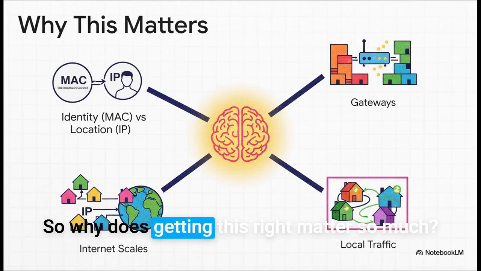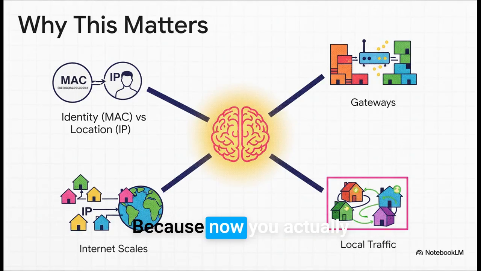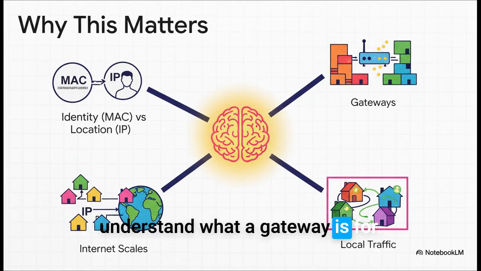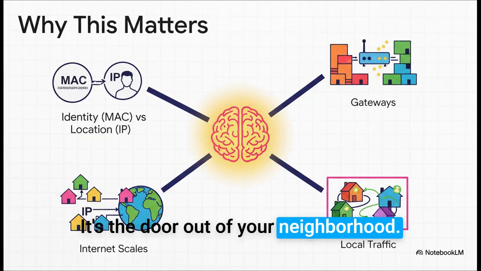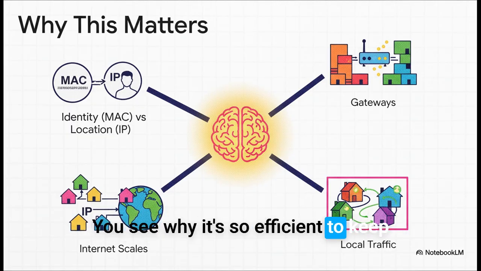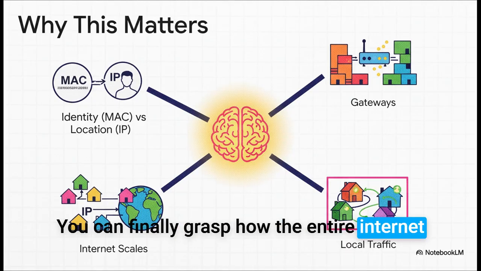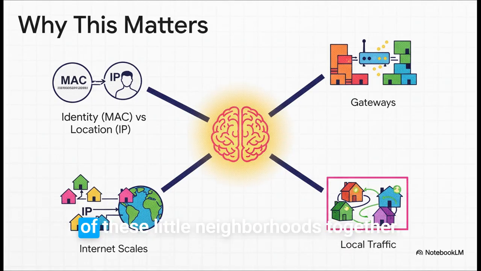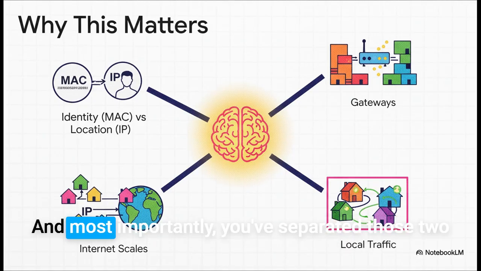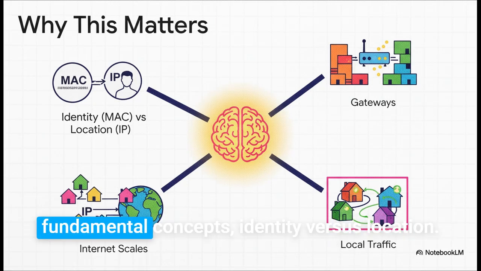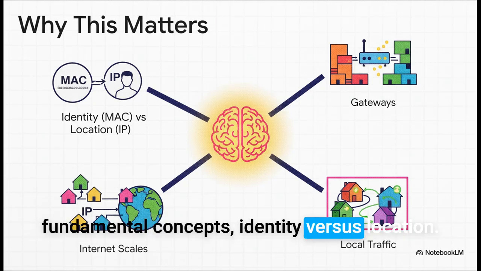So why does getting this right matter so much? Because now you actually understand what a gateway is for. It's the door out of your neighborhood. You see why it's so efficient to keep traffic local whenever possible. You can finally grasp how the entire internet can scale by just connecting millions of these little neighborhoods together. And most importantly, you've separated those two fundamental concepts, identity versus location.